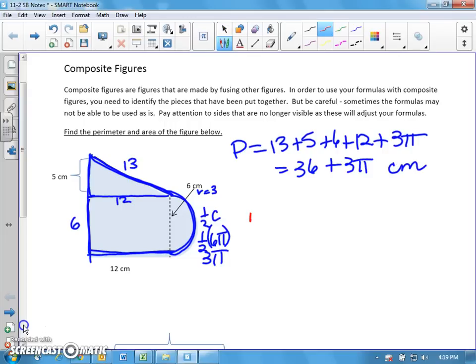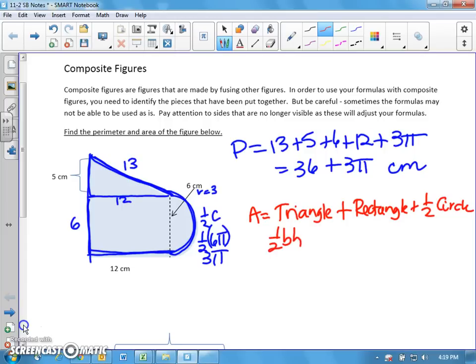It's the same idea. It's frequently helpful to make a plan when we start. So for the area, I need to do the area of the triangle plus the area of the rectangle plus half the area of the circle. So for our triangle, this is 1/2 base times height. The base of the triangle would be 12 with a height of 5. So this gives me an area of 30 for the triangle.